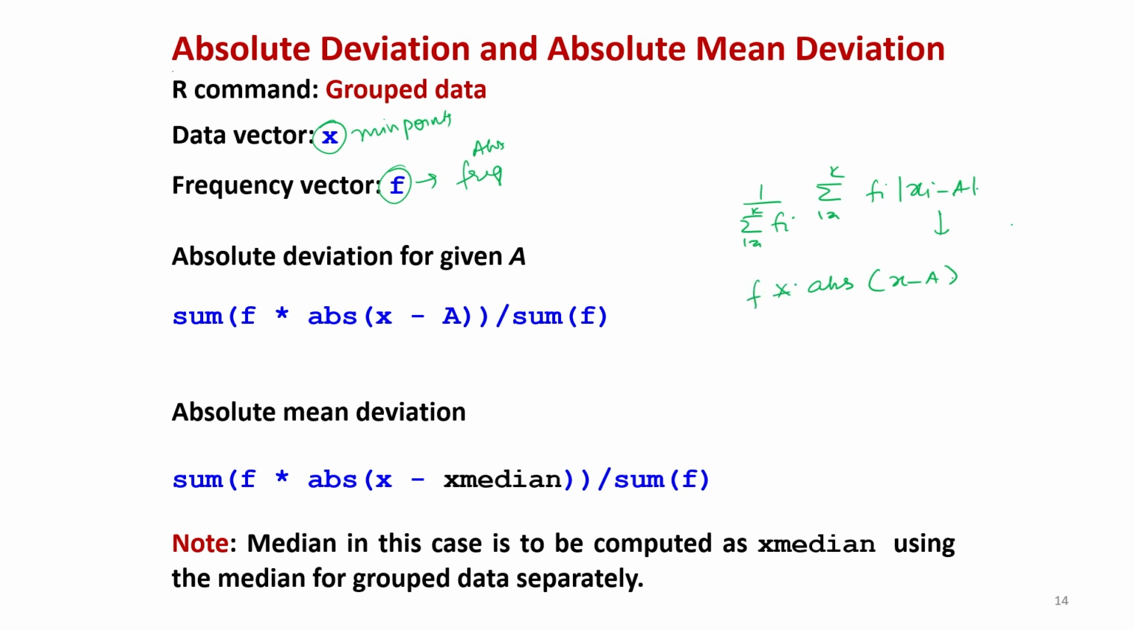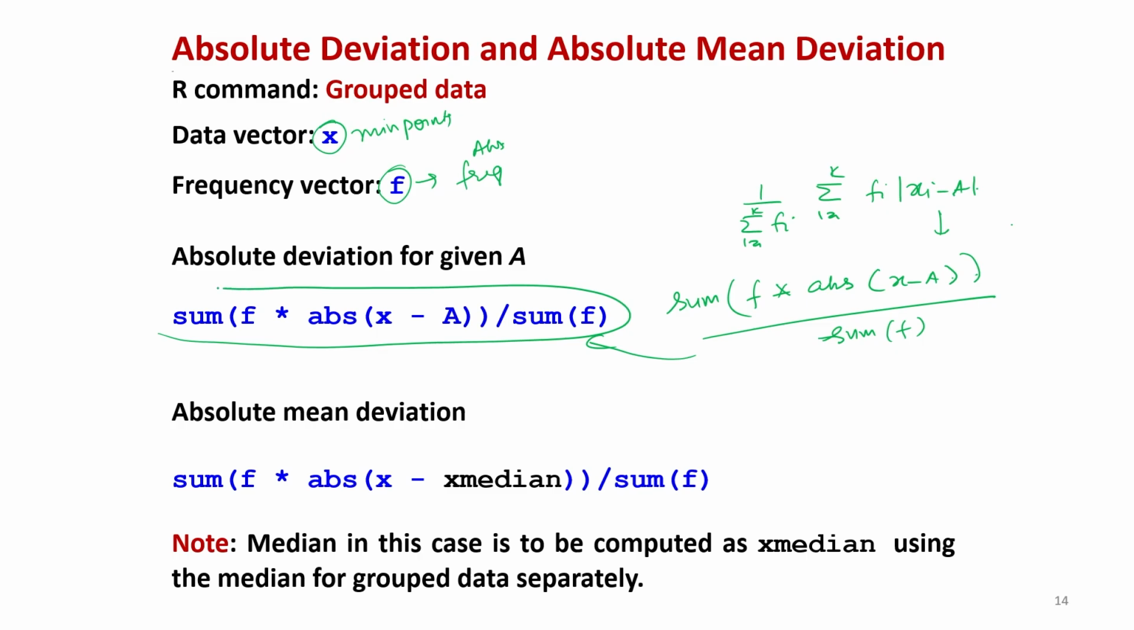Then you have to multiply it by fi, so it will be multiplied by the data vector f, and then you have to find its sum, summation i goes from 1 to k, and then divide it by the sum of the data vector f, right. So this is the same expression which I am giving here. You can see that for a given value of a, you can very easily compute this statement.